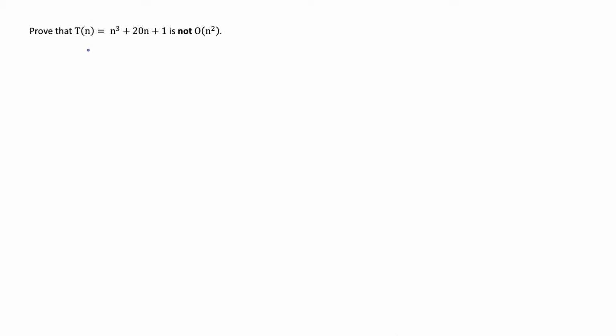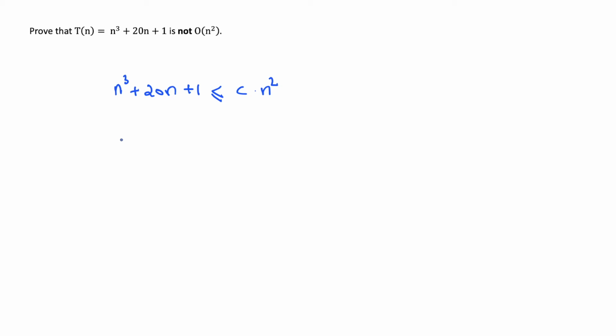Now let's look at another example. The question is, prove that T of n equal to n cube plus 20n plus 1 is not big O of n square. Let me write the opposite case, that is, if at all n cube plus 20n plus 1 is big O of n square, then we will be able to write n cube plus 20n plus 1 is less than or equal to some constant times n square. If this condition can be proved, then we can write it as big O of n square. Now our aim is to prove this condition will not hold true for some value of n or c.